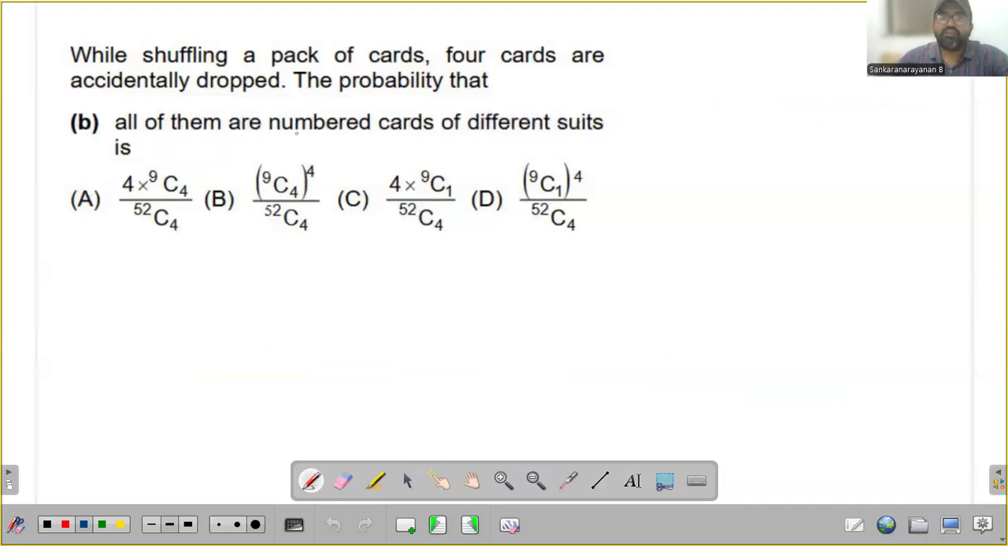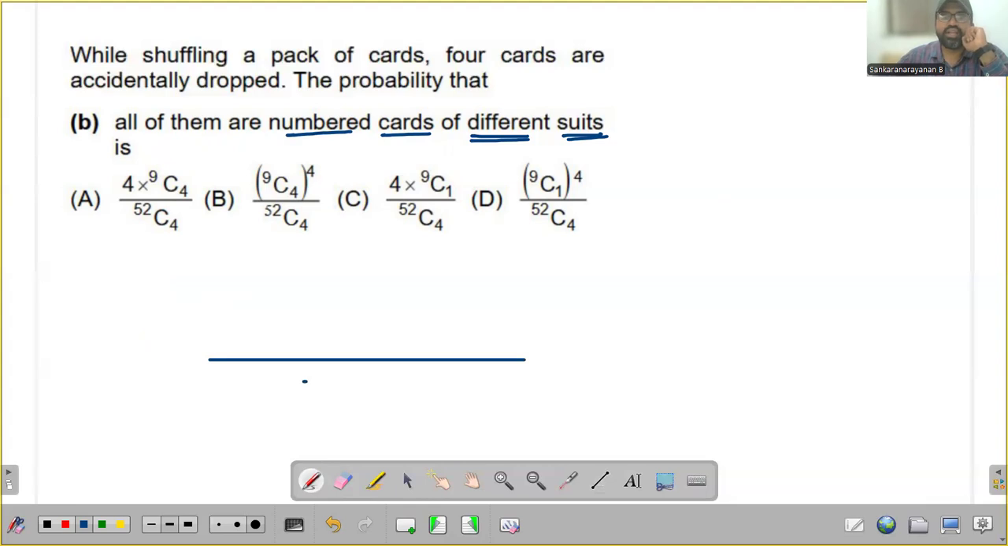All of them are numbered cards of different suits. So they all are numbered cards, but they belong to different suits. Okay, so there is a situation like this. The first one, you can consider that it belongs to, let me say, diamond. So 9 out of 52. It comes like this, 9 out of 52, right? But just note this: you are dropping 4 cards, right?